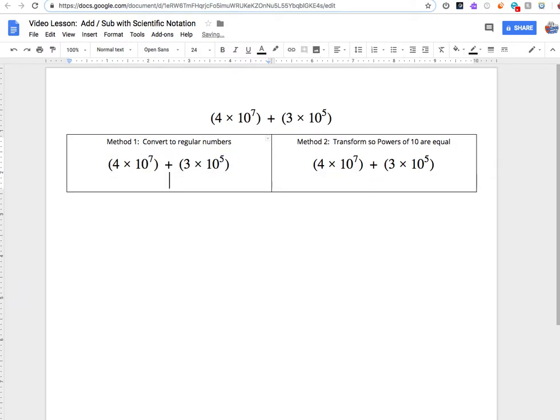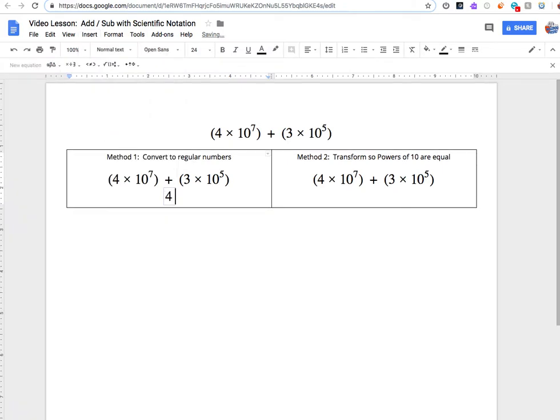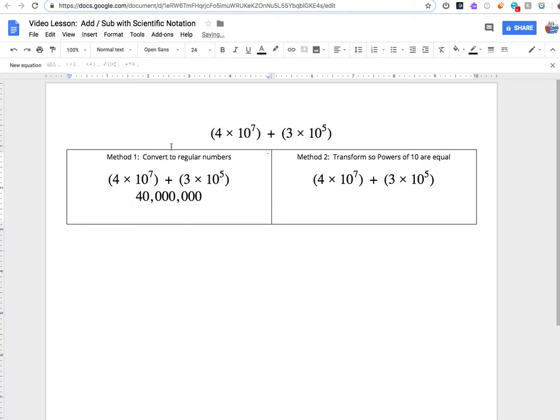So we know that 4 times 10 to the 7th is actually just 4 times 7 copies of 10. And if we put our commas in, or if we understand what 10 to the power of 7 means, we know that makes 40 million. 3 times 10 to the 5th, we can convert that to a regular number as well. 3 times 5 copies of 10 would just add 5 zeros to that number. We also might know that 10 to the 5th, right below 10 to the 6th, is going to be 100,000s.